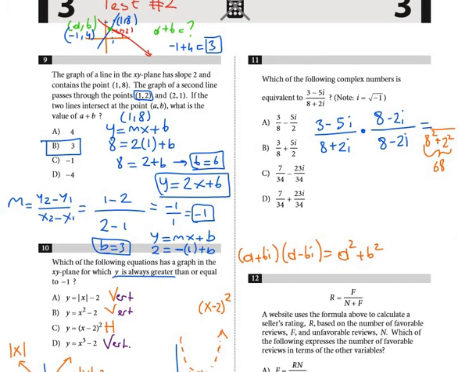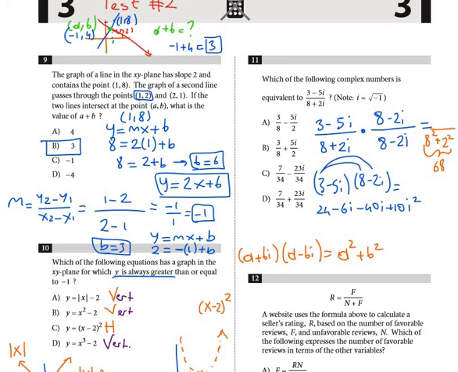The numerator will be, we are going to distribute this, 8 minus 2i. 3 times 8 is 24. 3 times negative 2i is negative 6i. Negative 5i times 8 is negative 40i. And negative 5i times negative 2i is positive 10i squared.